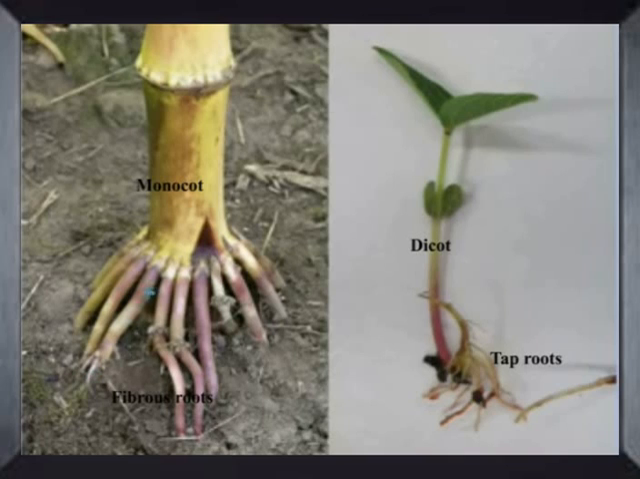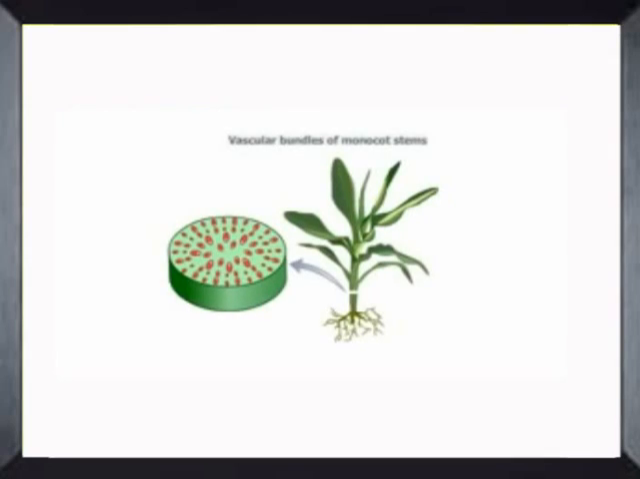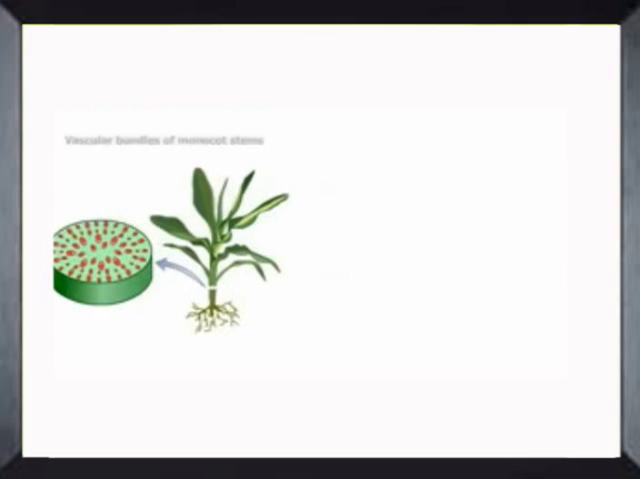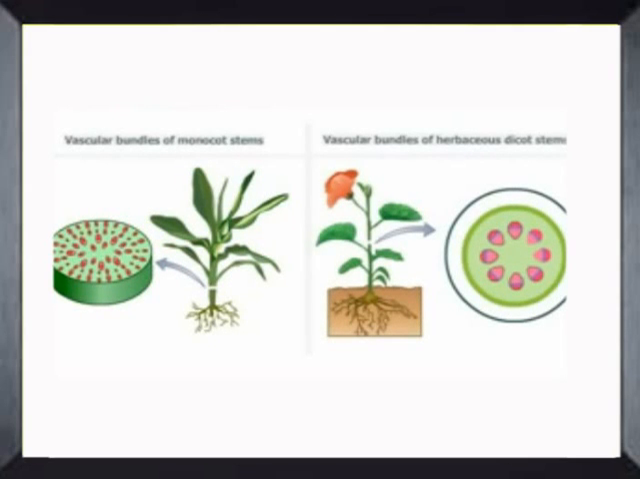The other difference lies in the arrangement of the vascular bundles in the stem. The vascular bundles of a monocot stem are scattered throughout the ground parenchyma of the stem. Herbaceous dicot stems have vascular bundles arranged in the form of a ring. The table on your screen shows some of the differences between the monocots and the dicots.